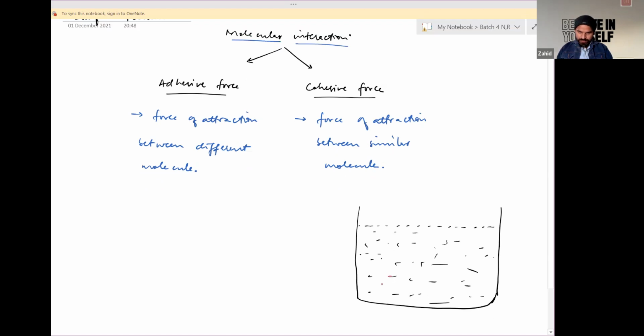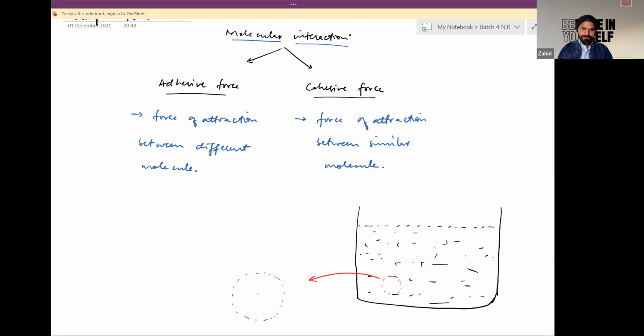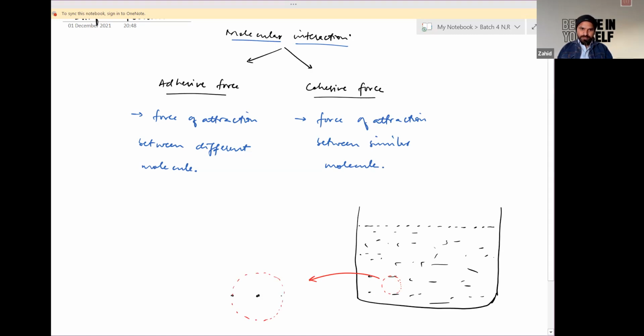So if you consider a small spherical part and this well inside portion, there will be one particle at the center and the others all around it, like this. All its neighboring surrounding particles must be applying attractive force in all these directions. This attractive force is due to the same or similar molecules, so you'll say this is cohesive interaction. Is it clear?